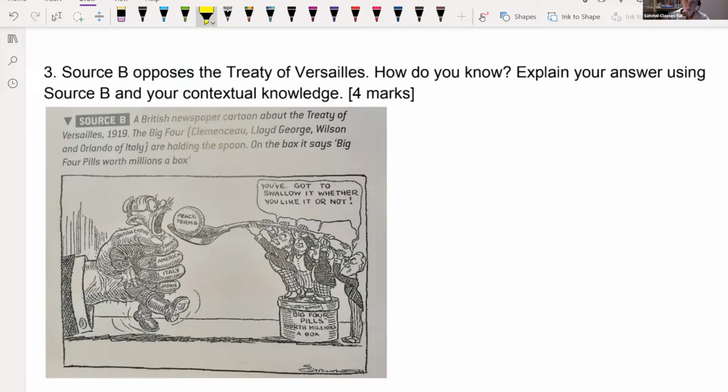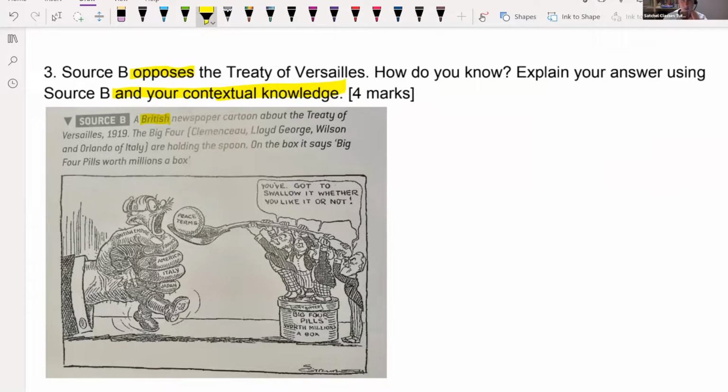Okay, so note the key terms, what you're actually looking for. So source B opposes the Treaty of Versailles. How do you know? Explain your answer using the source and your contextual knowledge. Now, in this question, you can talk about the content and the provenance, or one or the other. You don't have to just do one, you don't have to do both. So let's have a look at the provenance first. The provenance means where's it come from? Author, date, purpose. Okay, so a British, that's important.